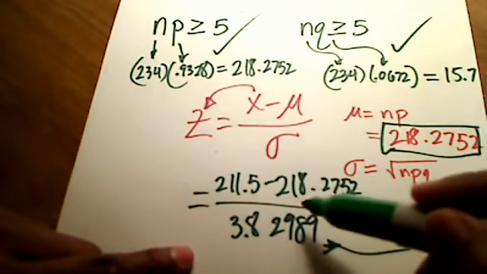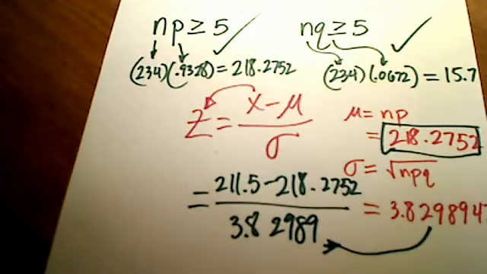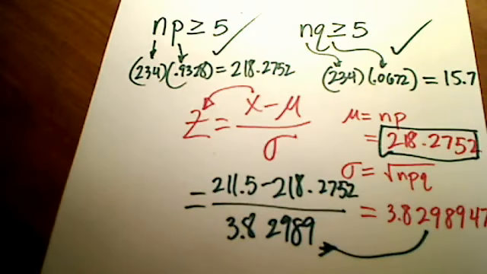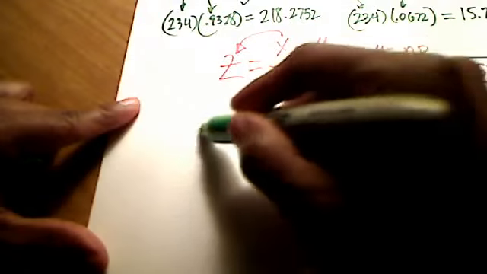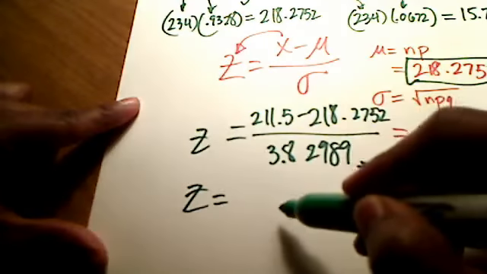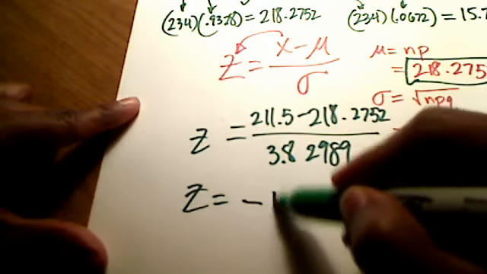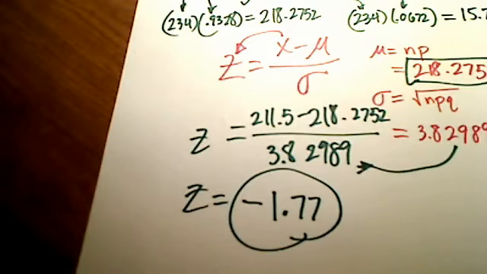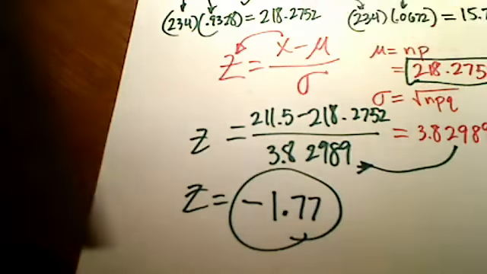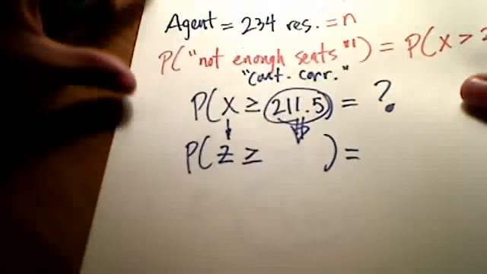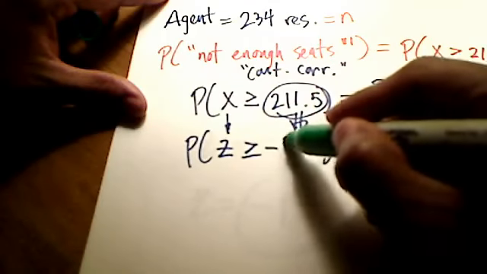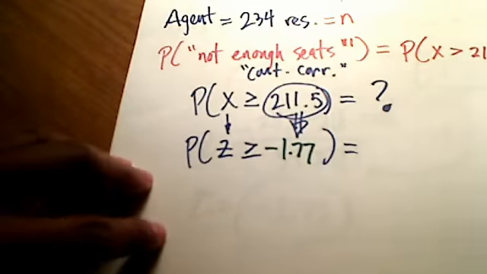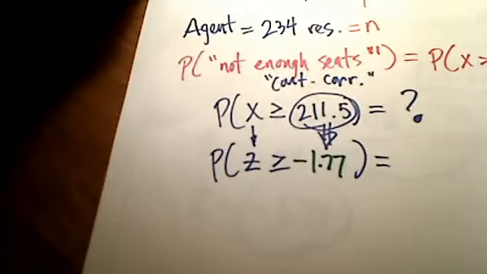Now, this is just a calculator problem. I'm not going to worry about showing you how to do that. You can just figure out the difference divided by this standard deviation, and if you do this correctly, and maybe you can pause the video again and verify, you get a z-value of negative 1.77 if you round that number off to 2 decimal places. So that's the z-value I have here, and I'm going to plug that in right here, negative 1.77.